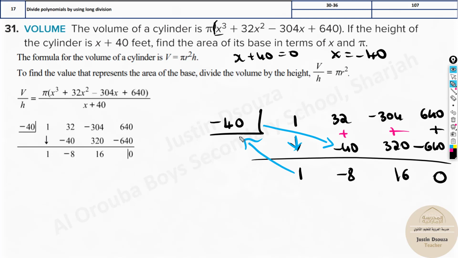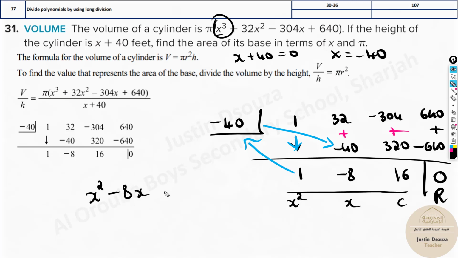You continue the same procedure. This comes like this all the time till the end. Now this last term is always the remainder and the rest is the quotient. Now always what you start with, you started with x cube, right? The quotient will be 1 degree less all the time. Here this is x square, x and constant c. Now when you're writing this, it is x square. What is the coefficient of x square? 1. We don't write it. Minus 8x and lastly plus 16. This is the answer. There is no remainder.